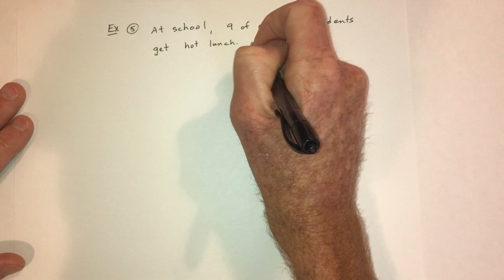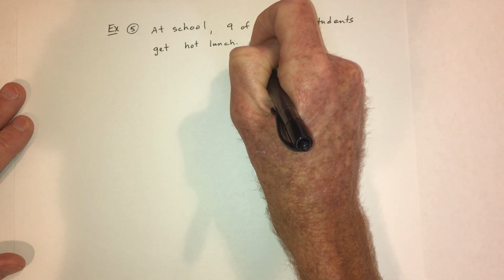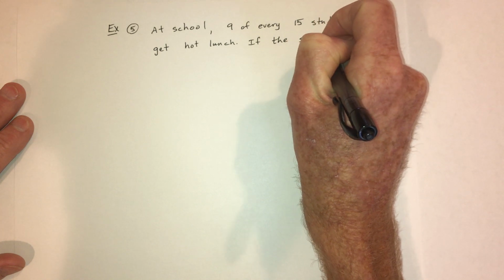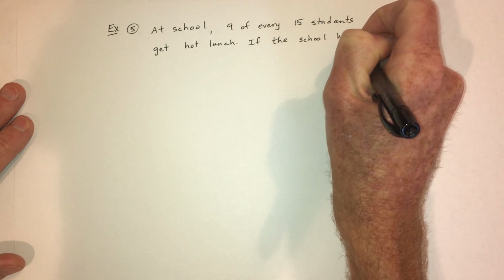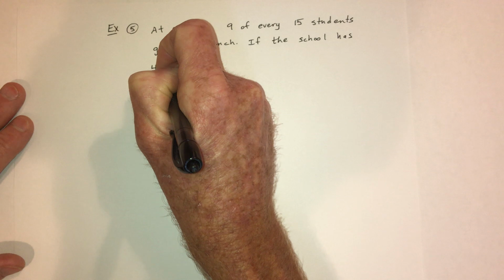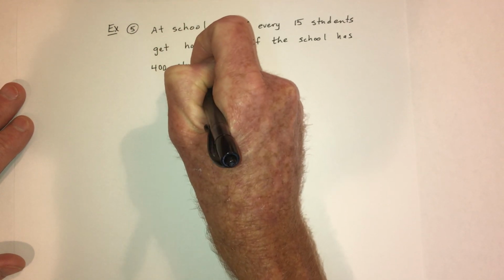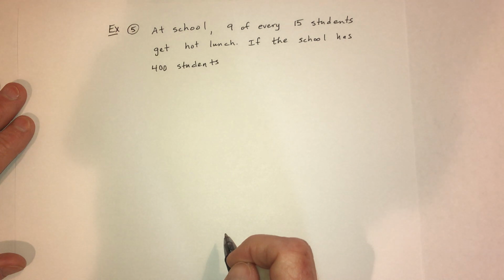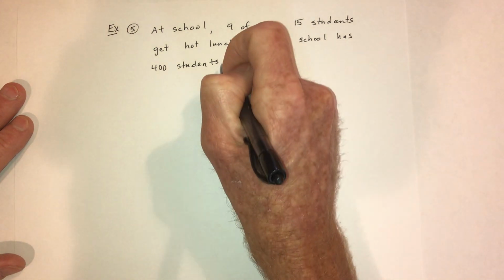So then, what if the school had 400 students? So if the school has 400 students in total, then the people that work in the cafeteria need to know, how many hot lunches do we need to make?